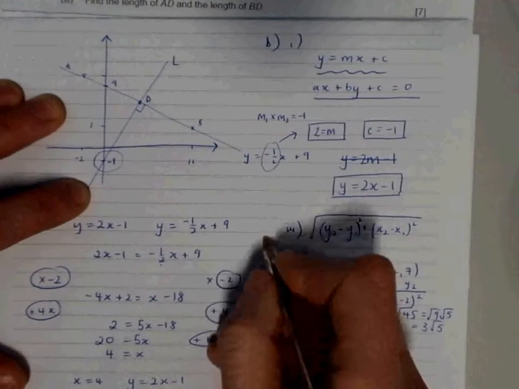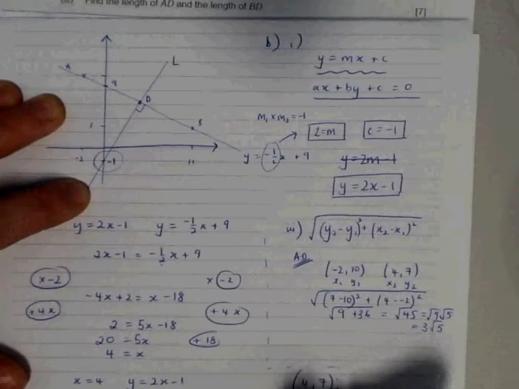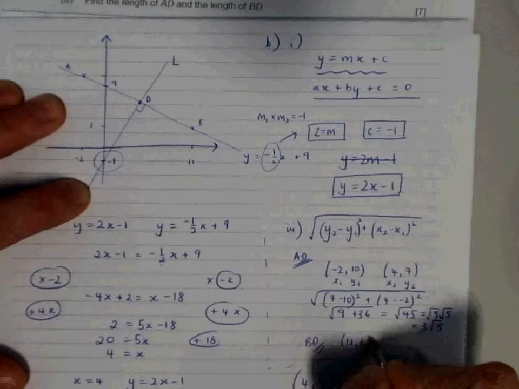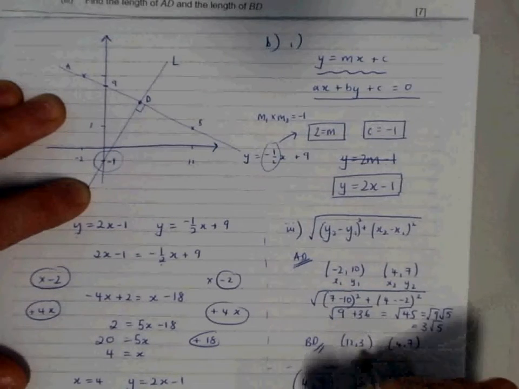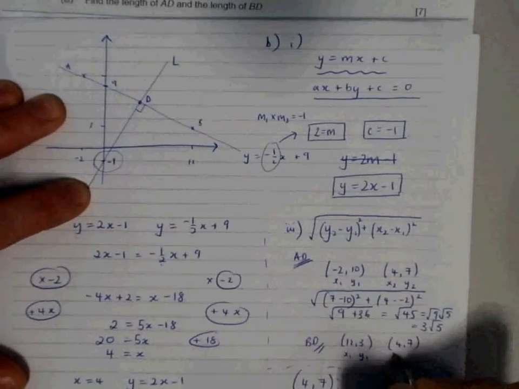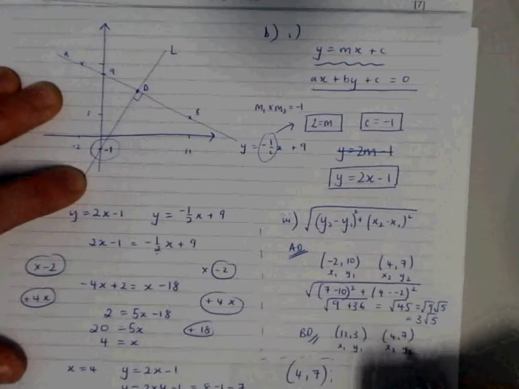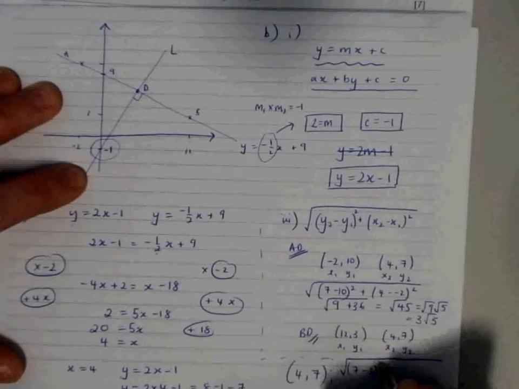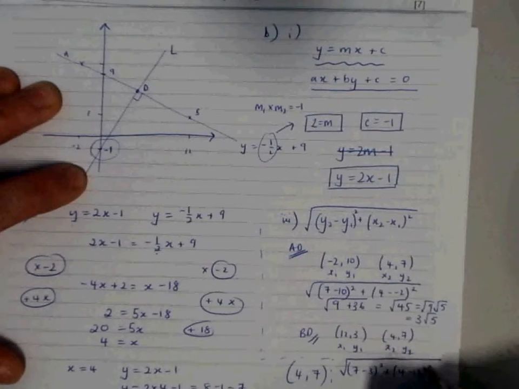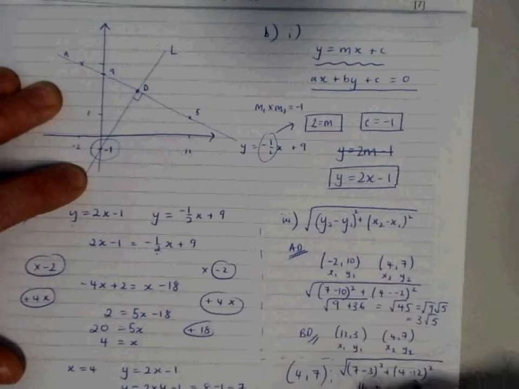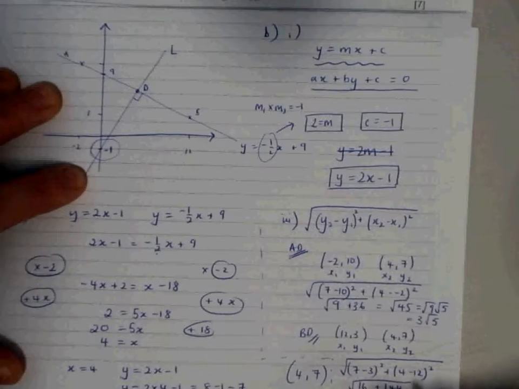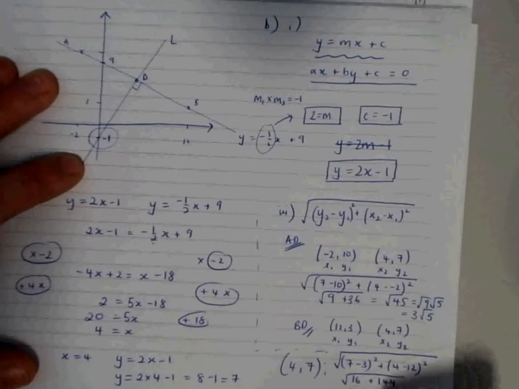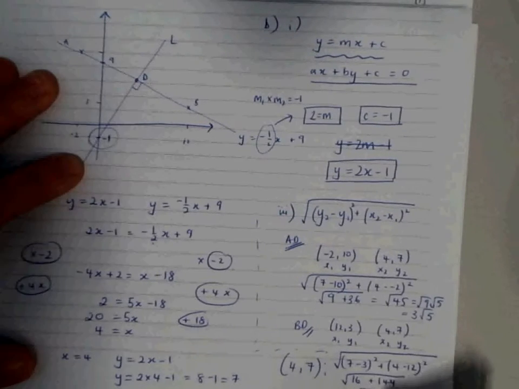Same process for the other one. What was it? BD? B is the point 12, 3. D hasn't changed, it's 4, 7. So x1, y1, x2, y2. Stick them in. So the square root of 7 minus 3 squared plus 4 minus 12 squared. That's 4 squared, 16. That's 12 squared, 144. Square root of that's going to give you root 160.